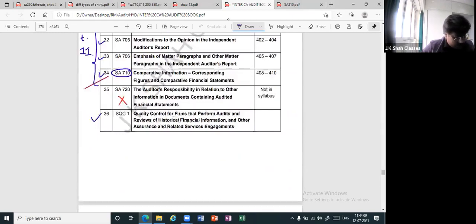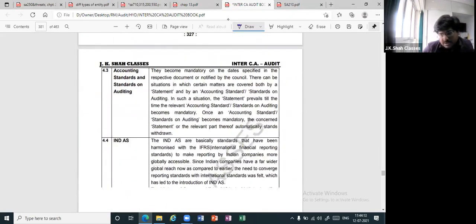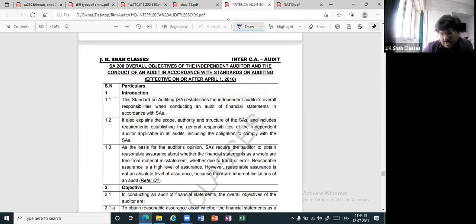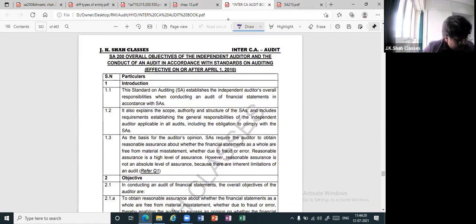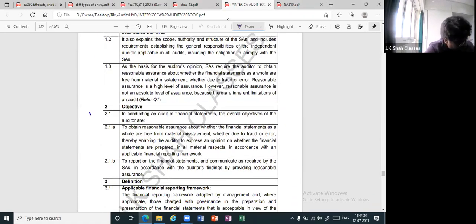Okay. Now, wherever I take you, go there only. Don't go anywhere else because you will be lost. It is absolutely like a maze. Come here. SA 200. Come to the objective. Underline.